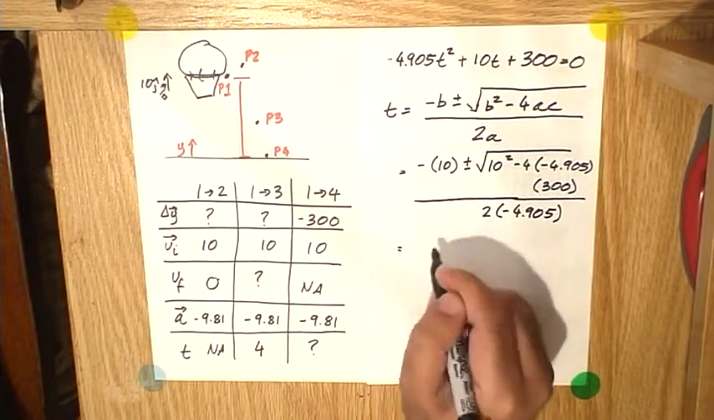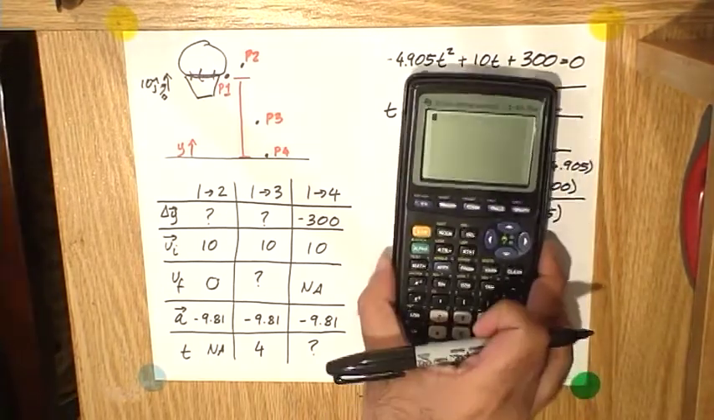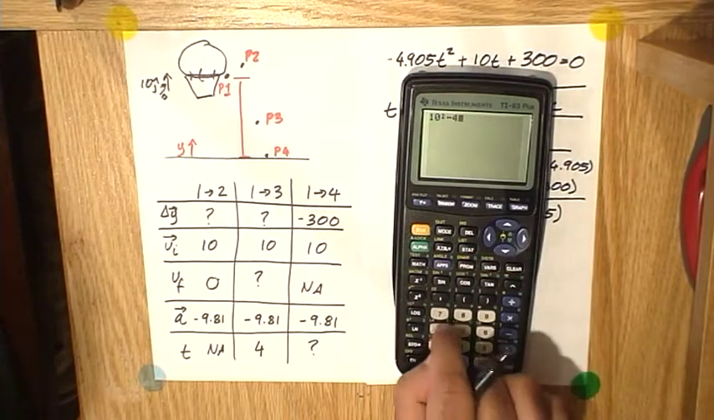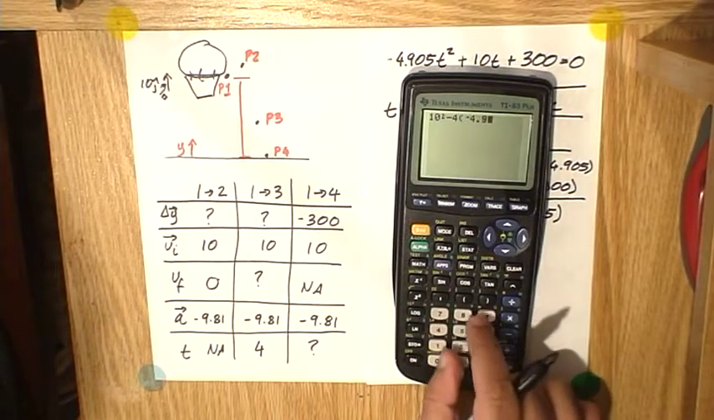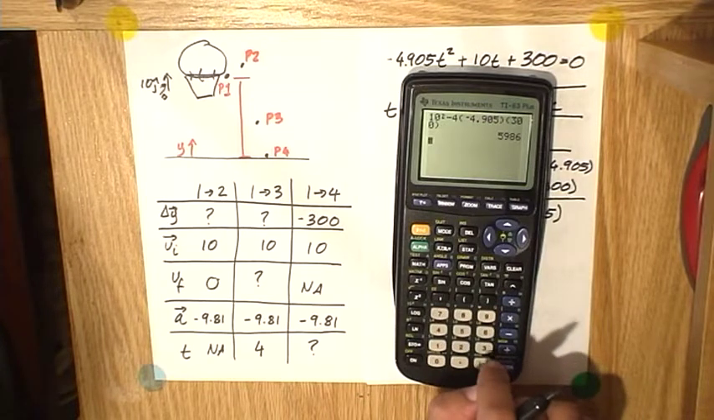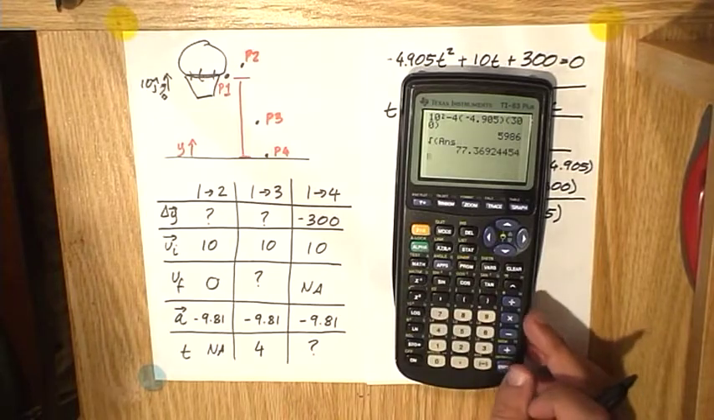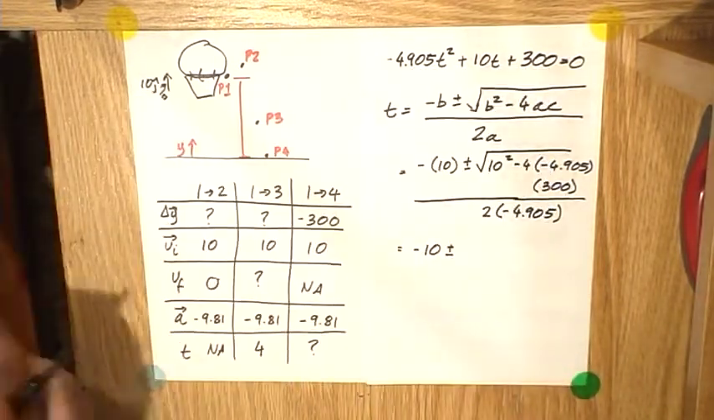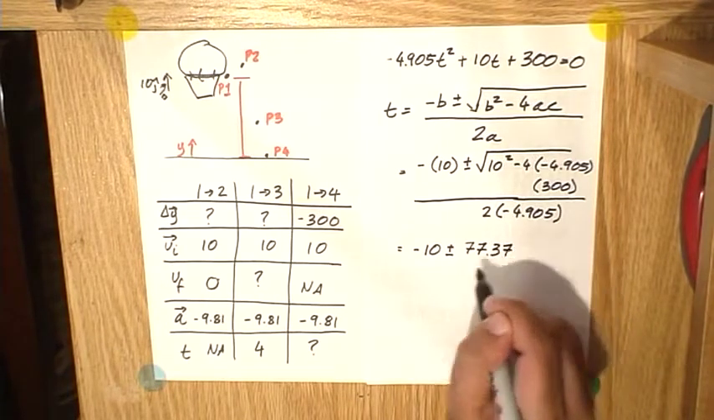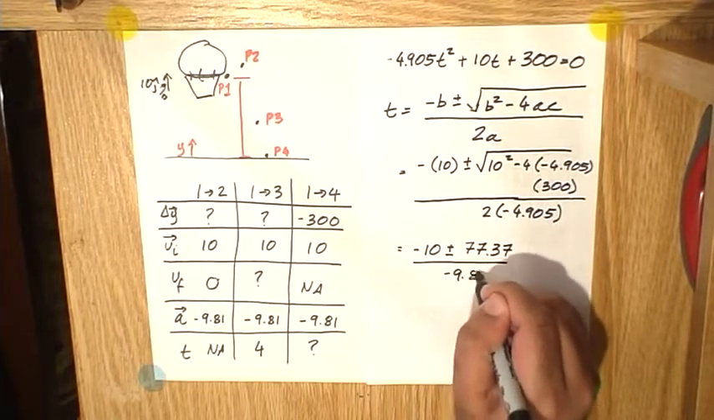So let's simplify this. Negative 10 plus or minus 10 squared minus 4 times a, negative 4.905, times c, 300, is 5986. And the square root of that is 77.37. So all divided by 2 times negative 4.905 is negative 9.81.